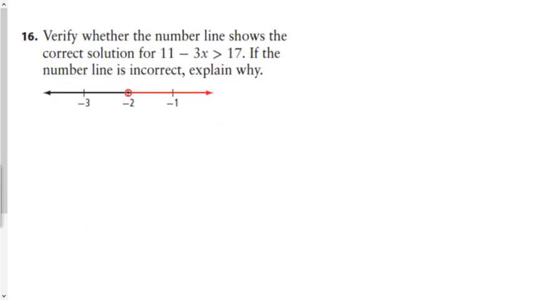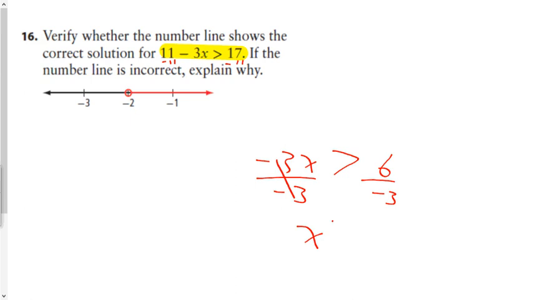Question 16 says verify whether the number line shows the correct solution for this inequality. If the number line is incorrect, explain why. So the first thing I'm going to do is solve it. I'm going to subtract 11 from both sides. I'm going to get negative 3x is greater than 6. I'm going to divide both sides by negative 3. And flip the sign.